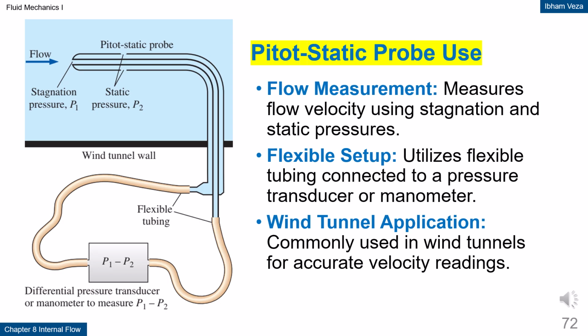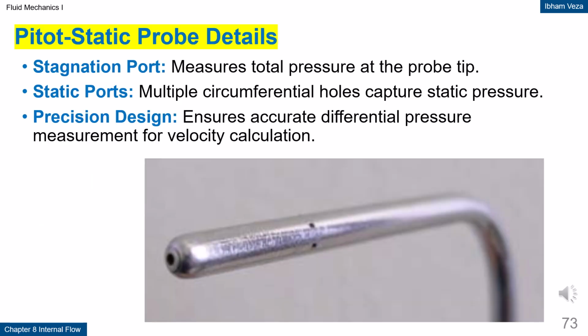Pitot-static probe use. Flow velocity is measured by connecting the probe to a manometer or a pressure transducer. Flexible tubing allows installation without significantly disturbing the main flow field. This method is commonly used in wind tunnels to obtain accurate velocity data. The measured pressure difference is directly converted into flow velocity. This principle is based on the Bernoulli equation.